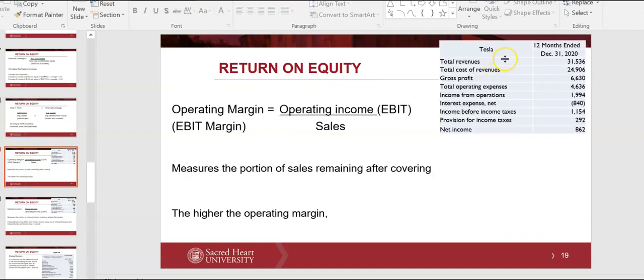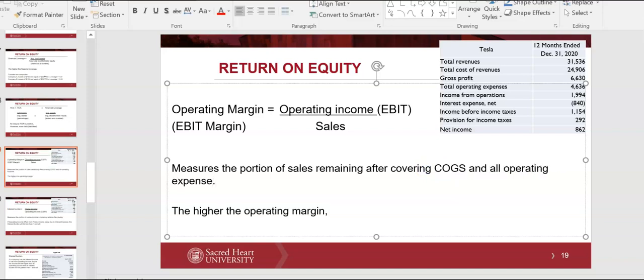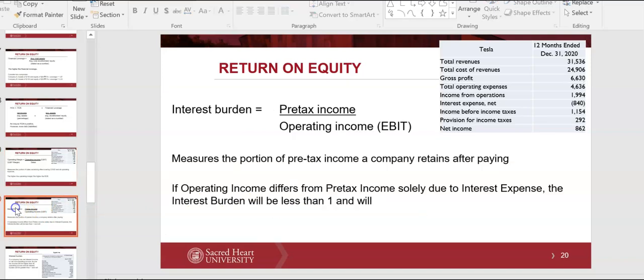Well, here we see Tesla's simplified income statement. We have revenues, gross profit, operating expenses, and then operating income. Remember, we already talked about the operating margin or EBIT margin, operating income over sales, which measures the portion of sales remaining after covering cost of goods sold and all operating expenses. So of course, the higher the operating margin, the higher the ROE. This is telling us how well we did, how efficiently we ran our business. So that's going to be one component of our extended ROE analysis.